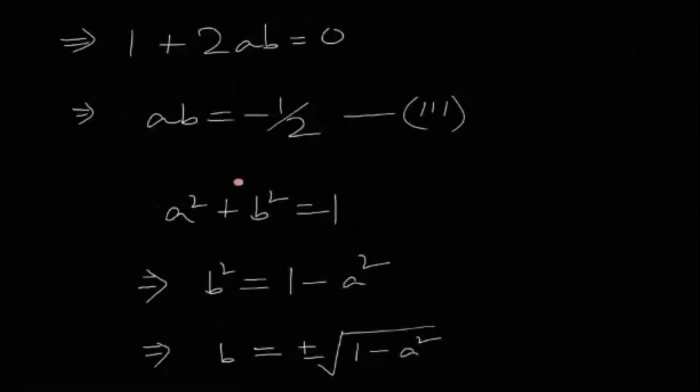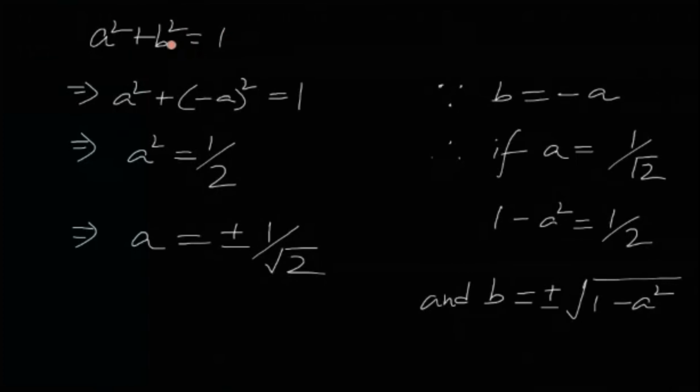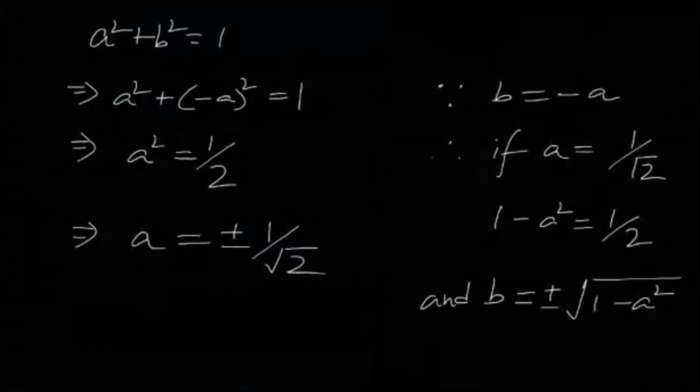Now a square plus b square is equal to 1, so b square is equal to 1 minus a square, and b equals plus or minus root over 1 minus a square. Since a square plus b square equals 1 and b equals minus a from equation 1, putting minus a in place of b, we get a square equals half. Therefore, a equals plus or minus 1 by root 2.